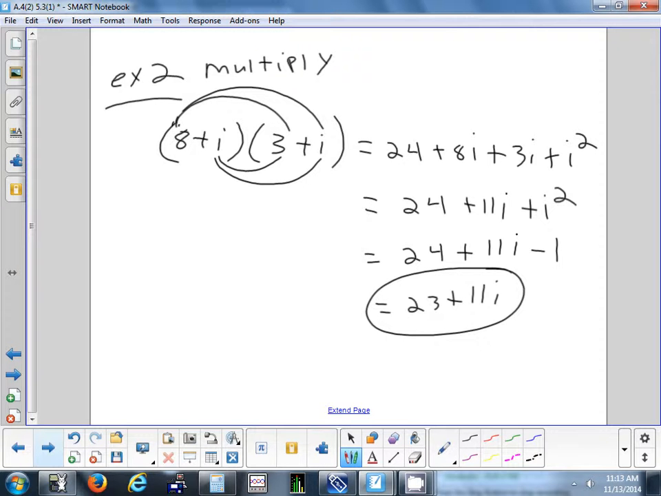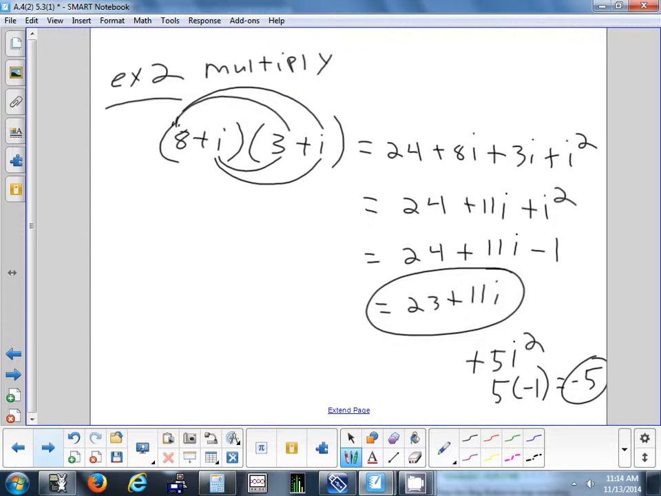Question. What if, for example, it was like plus 5i squared? What would we do there? Would we just simplify that half of it? Yeah, if that was part of the answer, you could write that as 5 times negative 1 and then go from there. That 5i squared would be negative 5. Yep. Okay, any other questions on that?